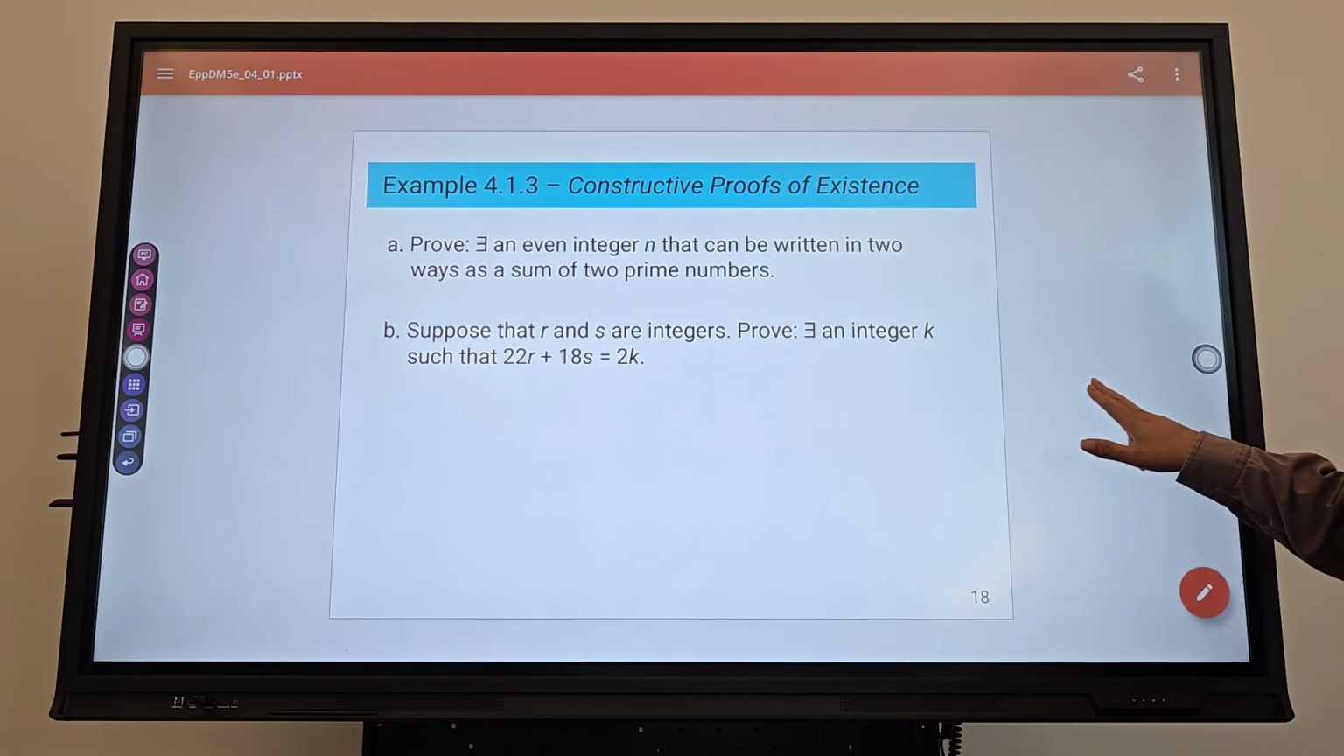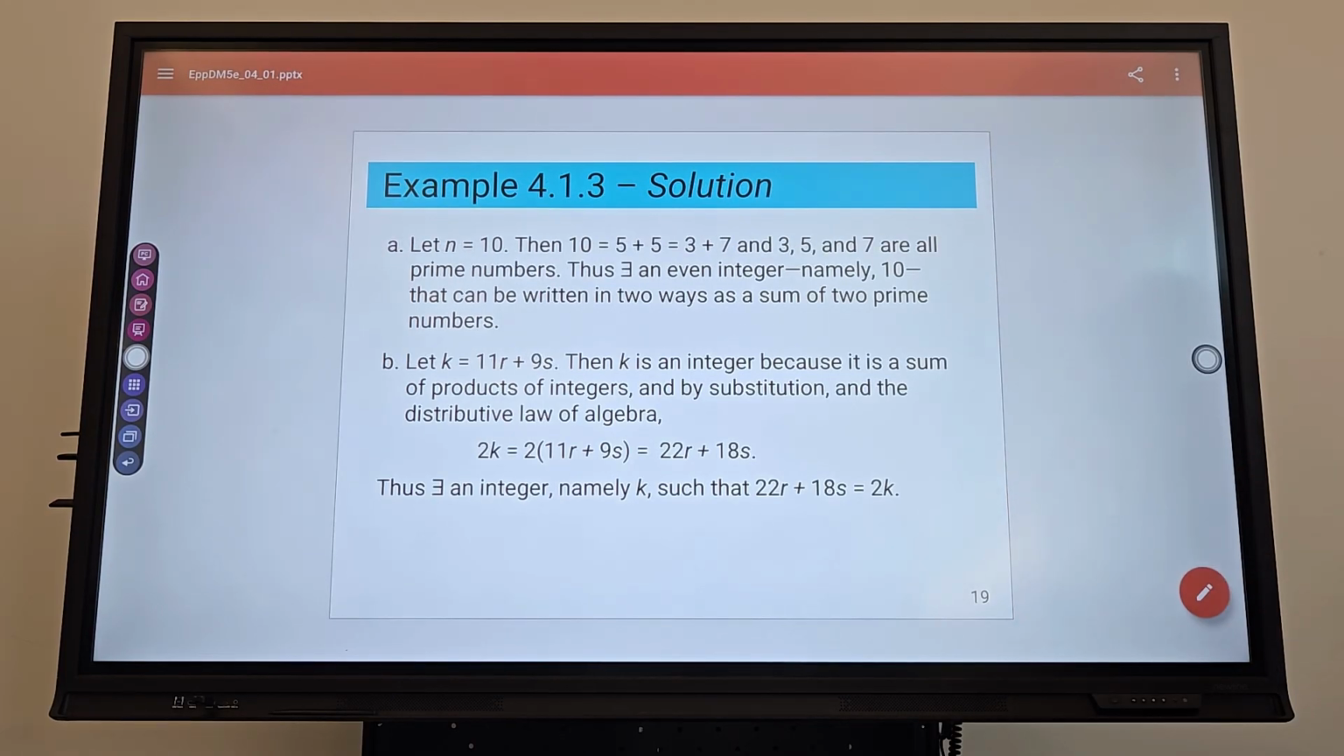So, first, let n equal 10. 10 equals 5 plus 5 and 3 plus 7. And 3, 5, and 7 are all prime numbers. Thus, there exists an even integer, namely 10, that can be written in 2 ways as a sum of 2 prime numbers.